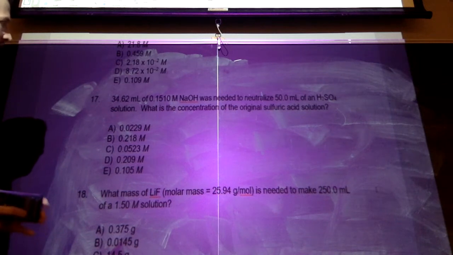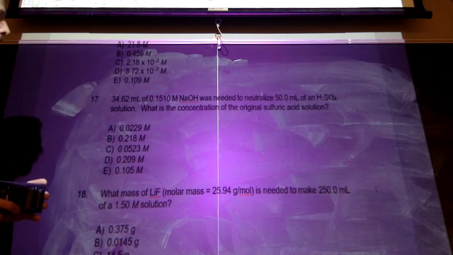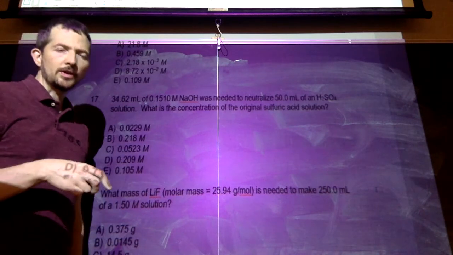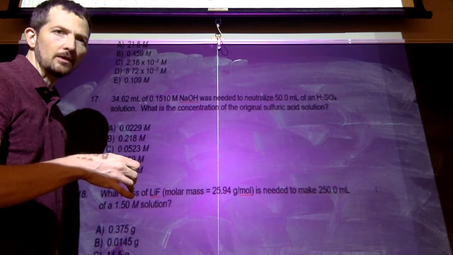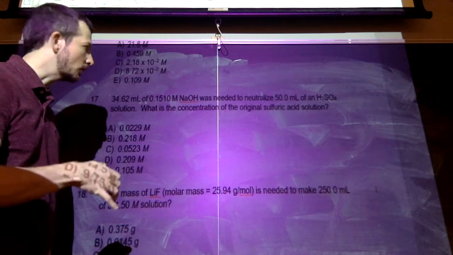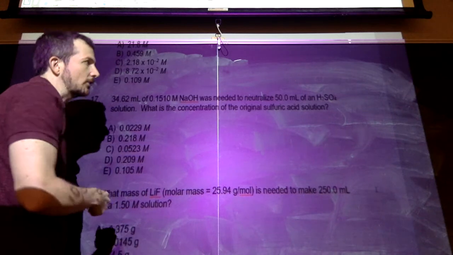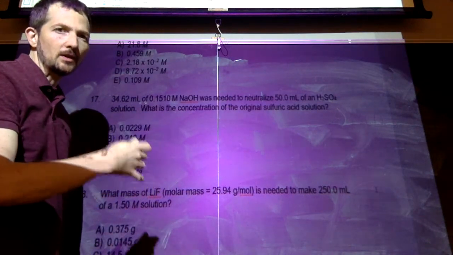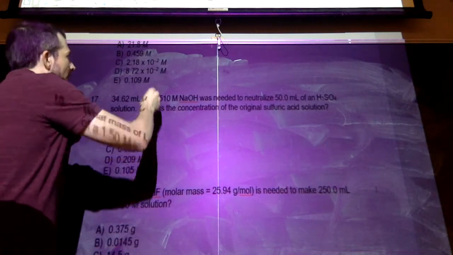17. 34.62 milliliters of 0.1510 molar sodium hydroxide is needed to neutralize 50 milliliters of the sulfuric acid solution. What's the concentration of the original sulfuric acid solution? So I'm going to start with the number that I know both the volume and molarity of. If I know the volume and molarity, I can get the moles there. So I'm going to start with these two numbers. Now, to go from one compound to another compound, I need the mole ratio from my balanced equation, so I have to write that out.